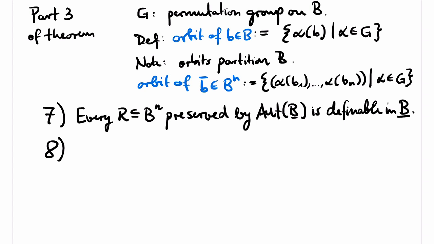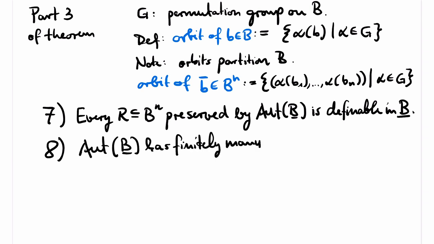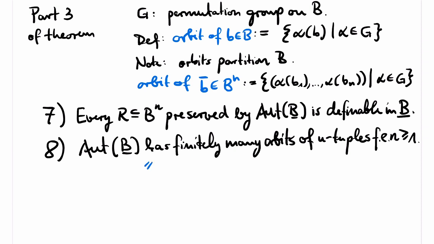The structure B is omega-categorical if and only if the automorphism group of B has only finitely many orbits of n-tuples for every n. Permutation groups with this property are called oligomorphic. So this is a property that is expressed purely in terms of permutation groups. There's no reference to first-order logic anymore.